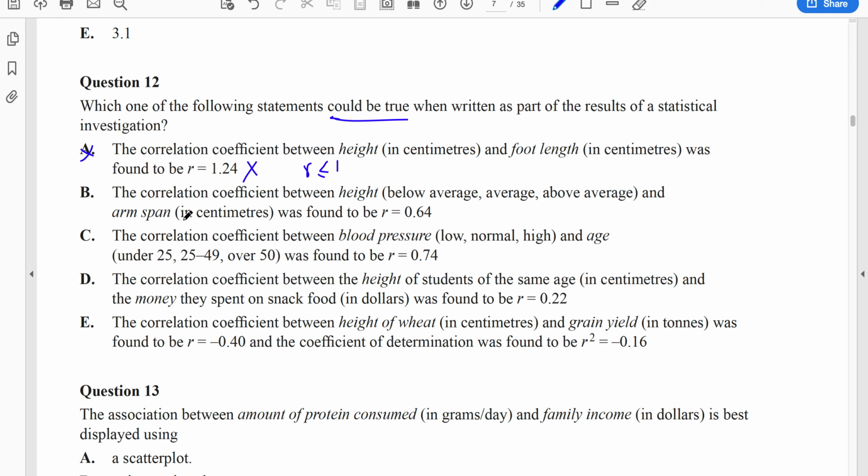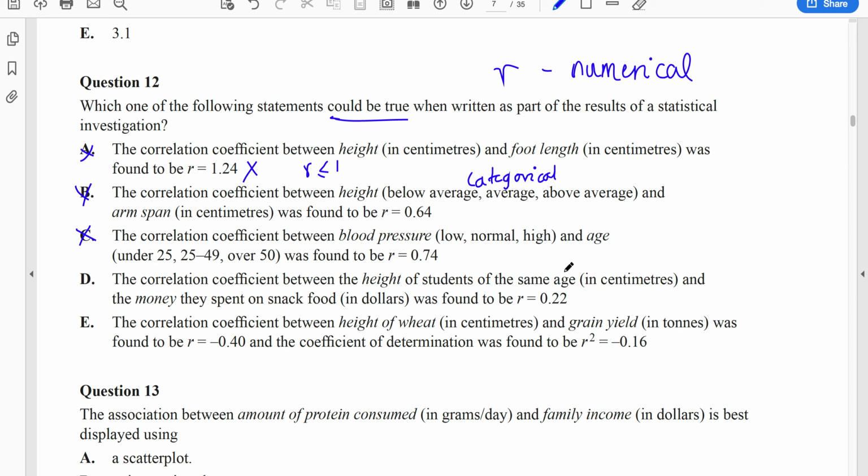So that's not true. Correlation coefficient between height. Now when it's got brackets here, it's telling us how it's been measured. Height here has not been measured in centimeters. It's been measured below average, average, or above. This is categorical data. Now with categorical data, you cannot get an R value. For R, correlation coefficient, we should have only numerical variables. So this one can't be true either. And if you have a look at the next one, low, normal, high, same problem. And this bit here, under 25, that is categorical data there.